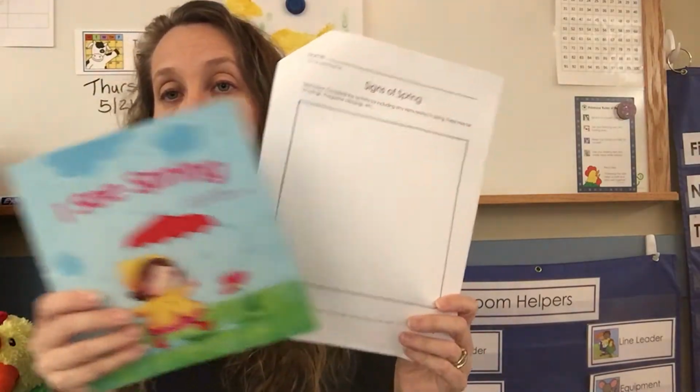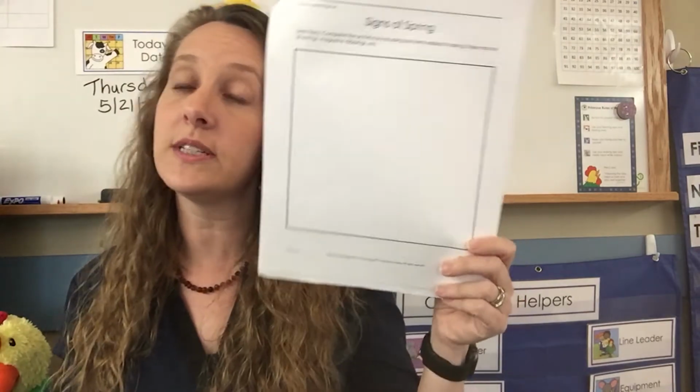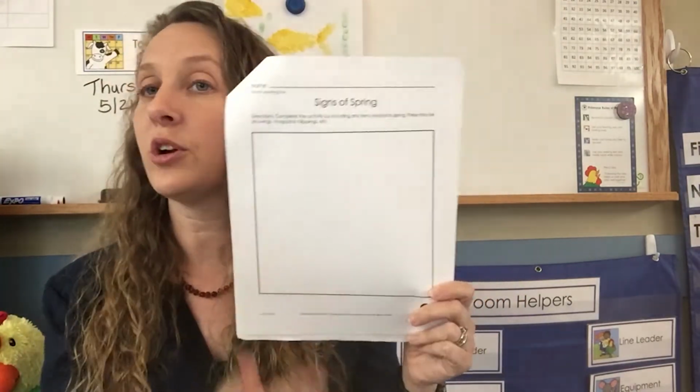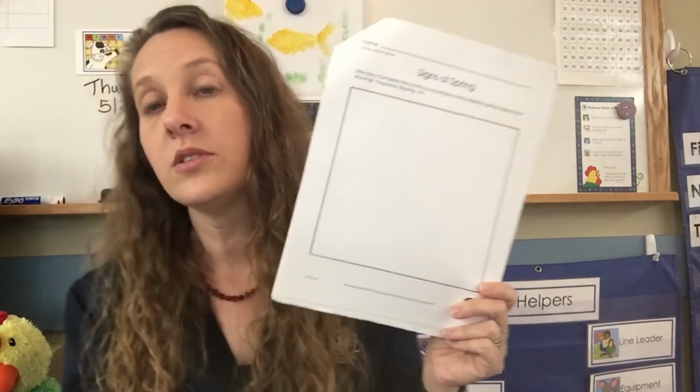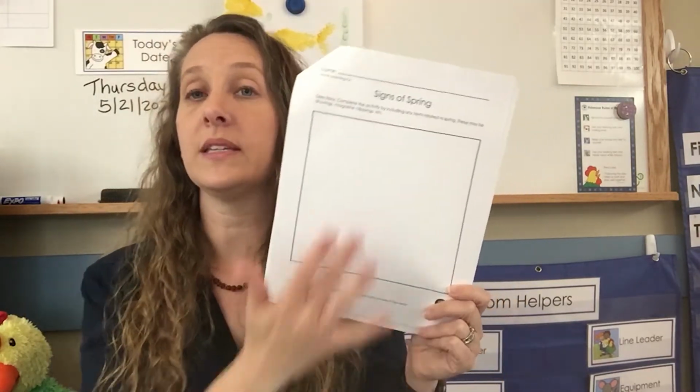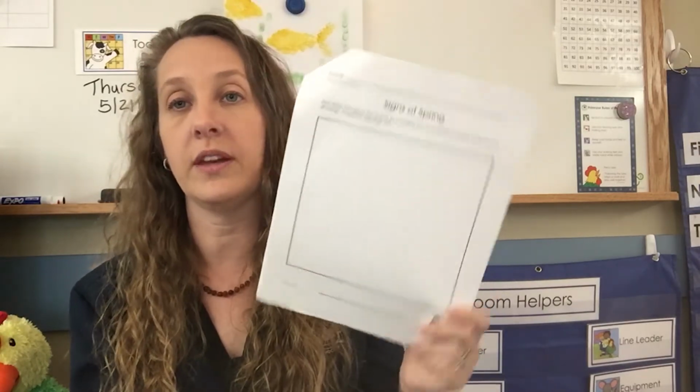So I see spring. You got some ideas from the book, but I want you to take a look outside and then see what you can see. And then gardening magazines are a great way to find signs of spring. So you can use those, or you can do your own drawings, or go take pictures and paste those in here. Have fun with it, okay? So that is Thursday for your academics.